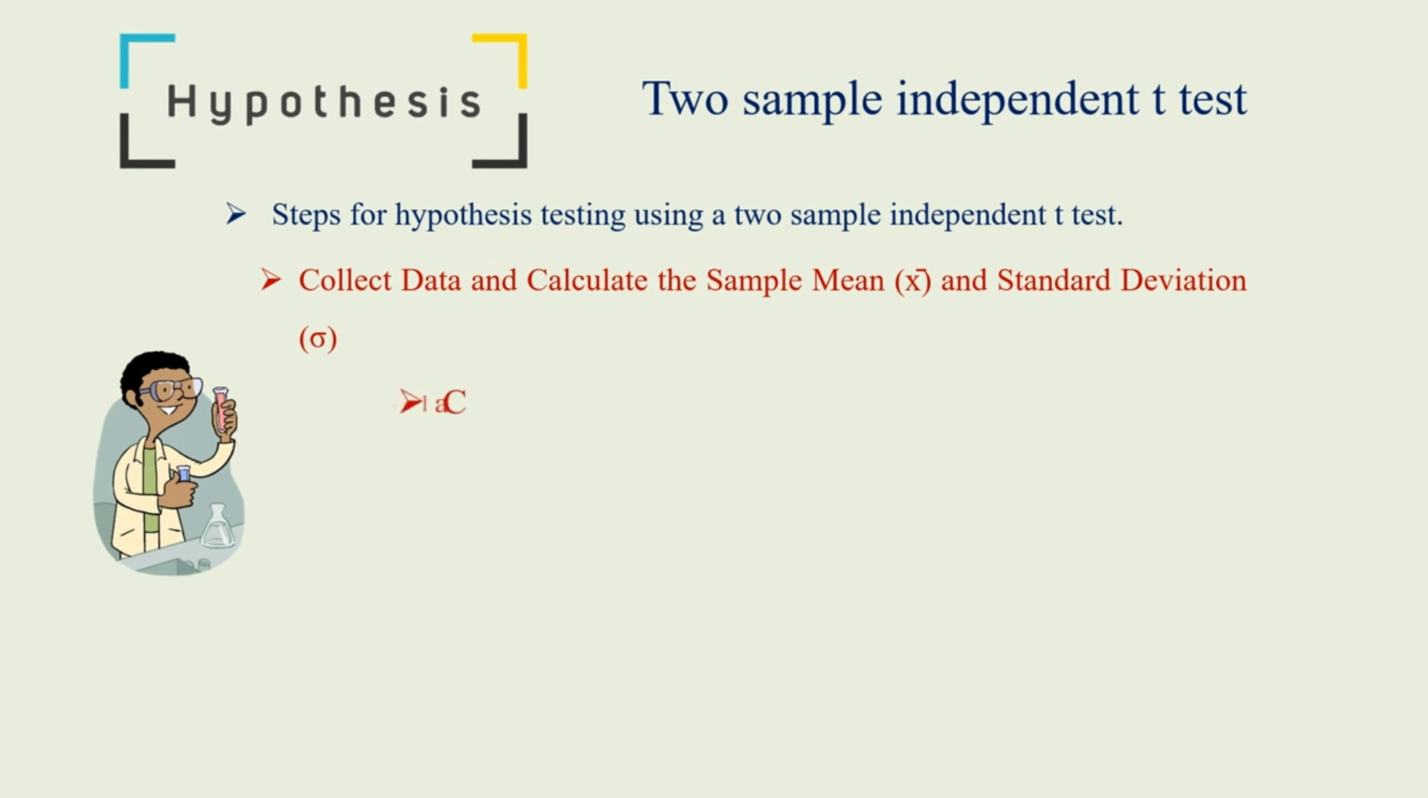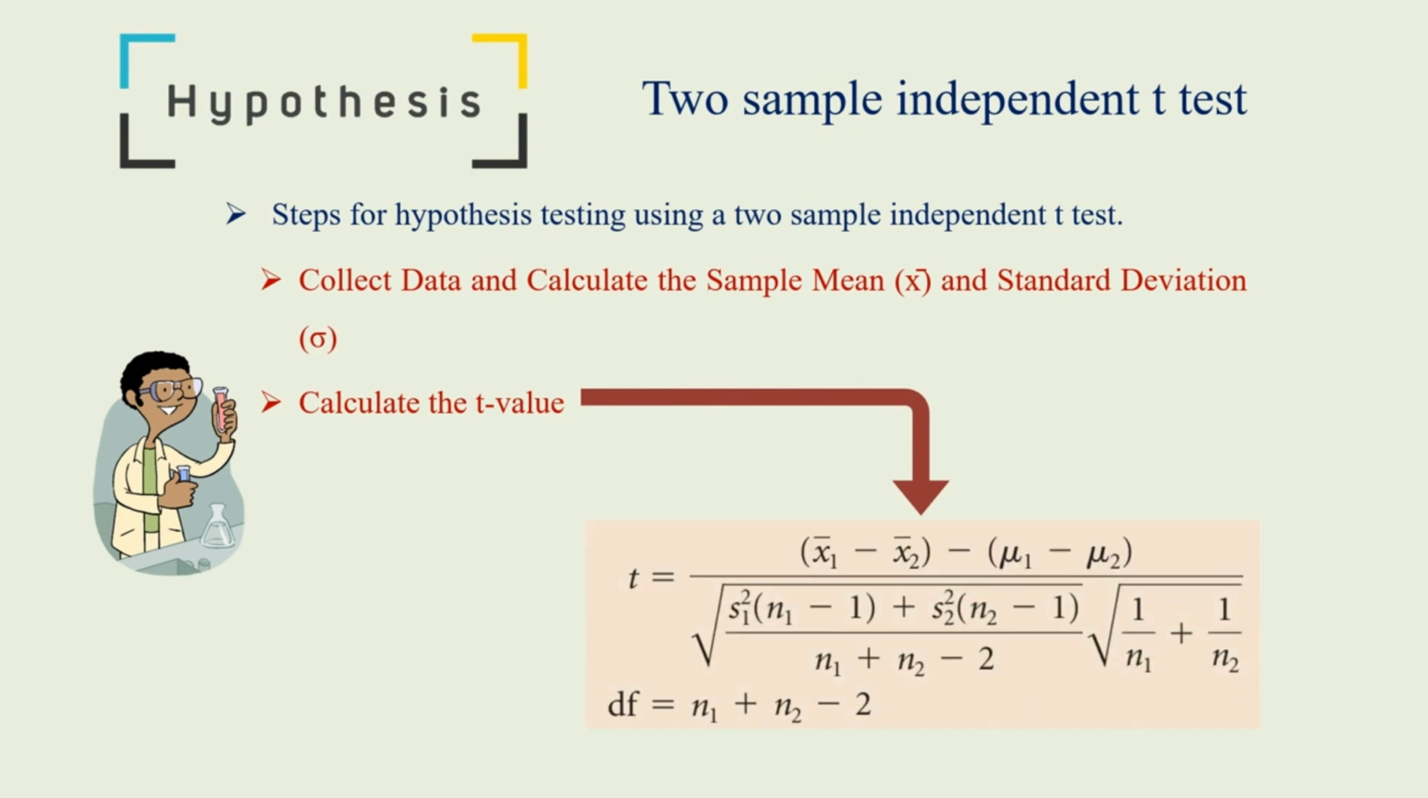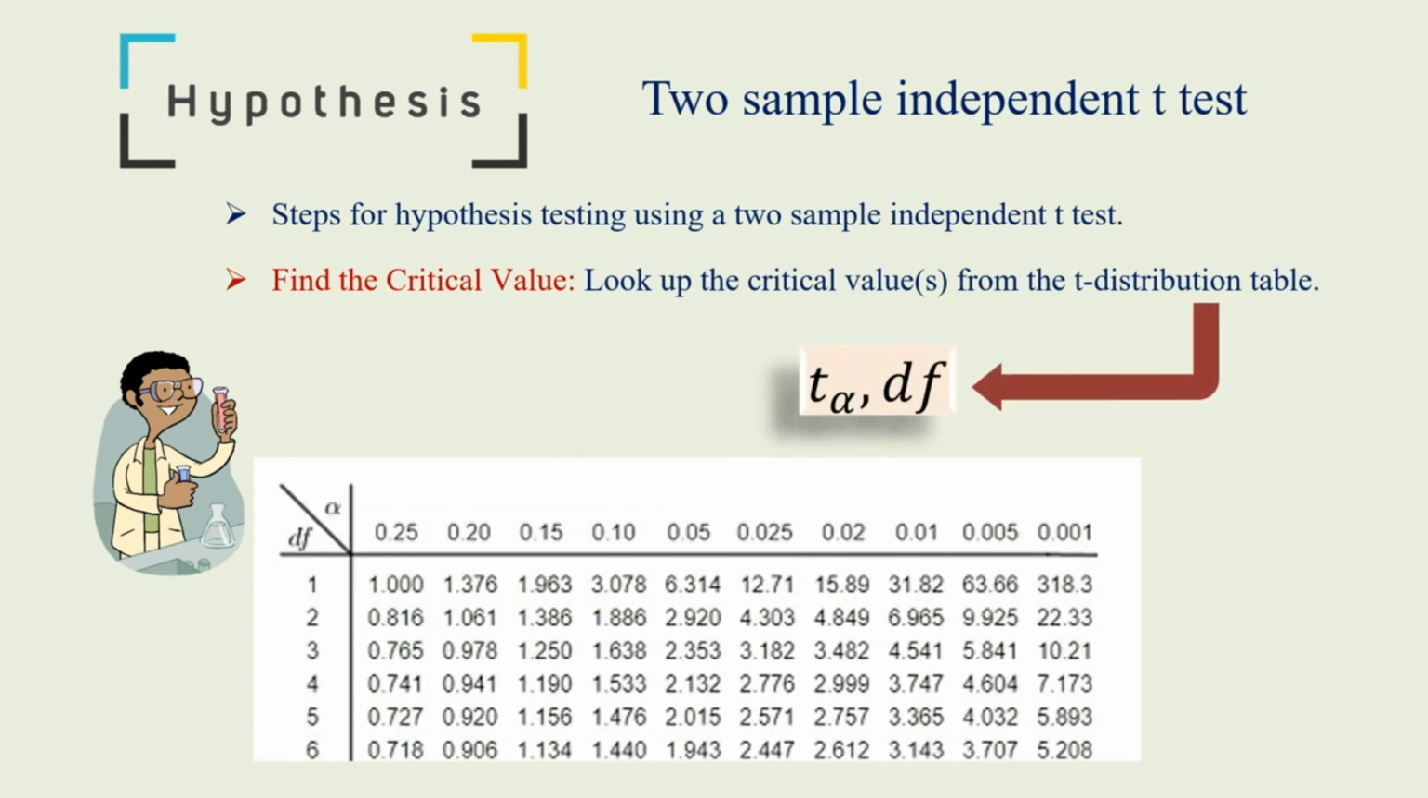Fifth step is, calculate the t-value. Calculate the test statistic, that is t-value, using this formula. Sixth step is, look up the critical value from the t-distribution table corresponding to the chosen significance level and degrees of freedom. Alternatively, use statistical software to find it.